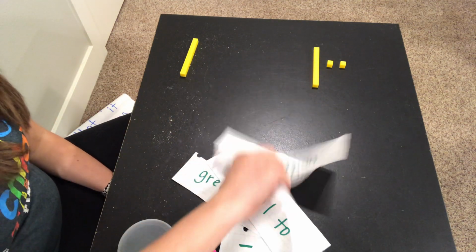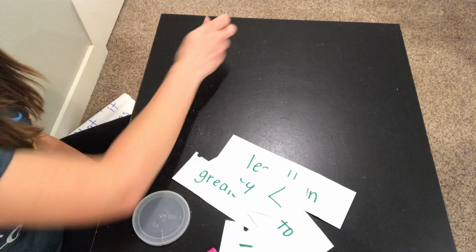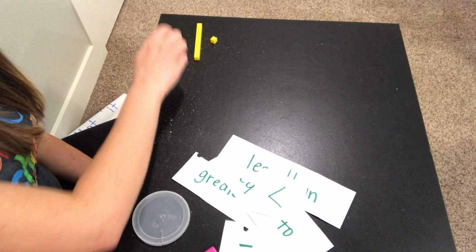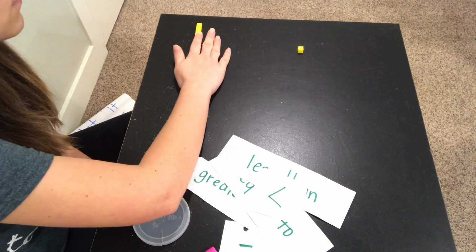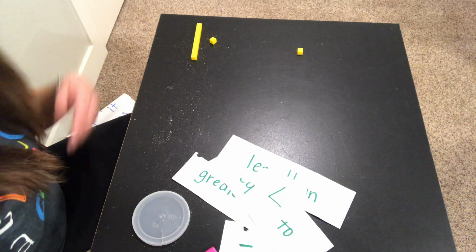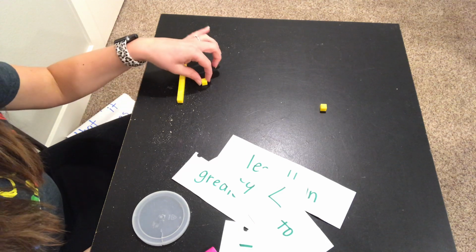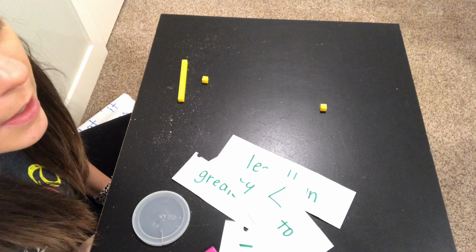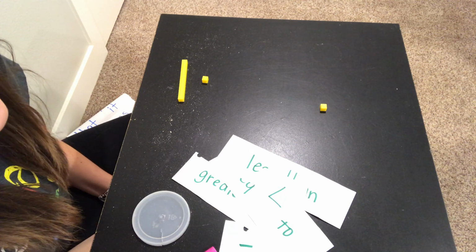Okay, let's try a different one. How about we build 11 and then 1? 11 and 1. I guess I can move these down a little bit here so you can see better. 11 has one 10 and one 1, and 1 just has one 1. Okay, find the greatest number. Which one is the greatest?